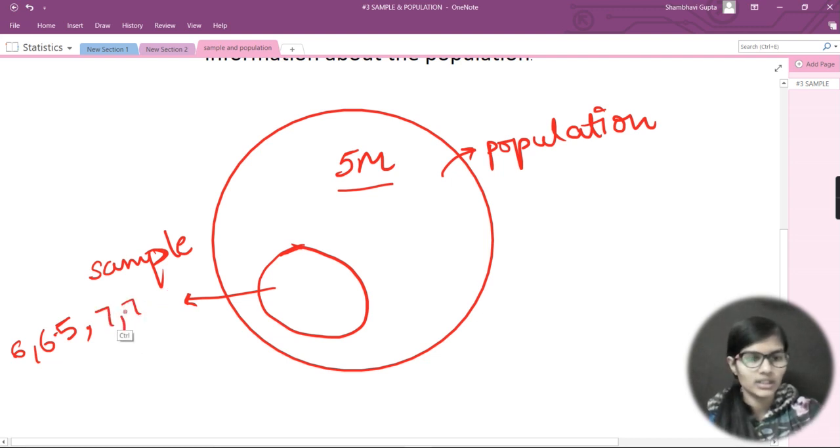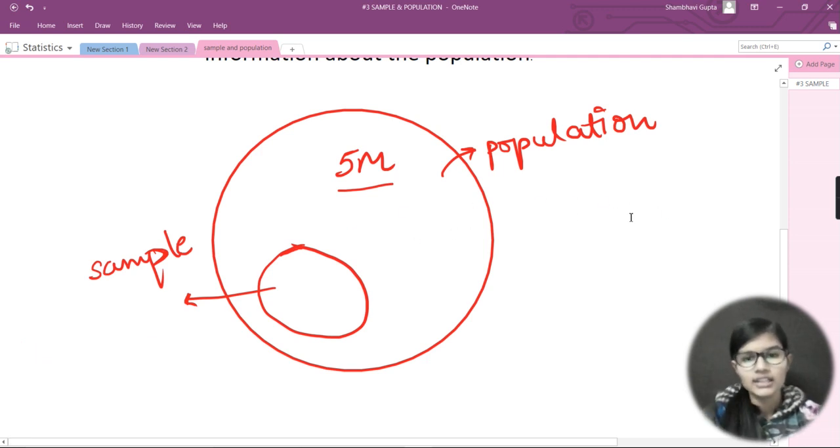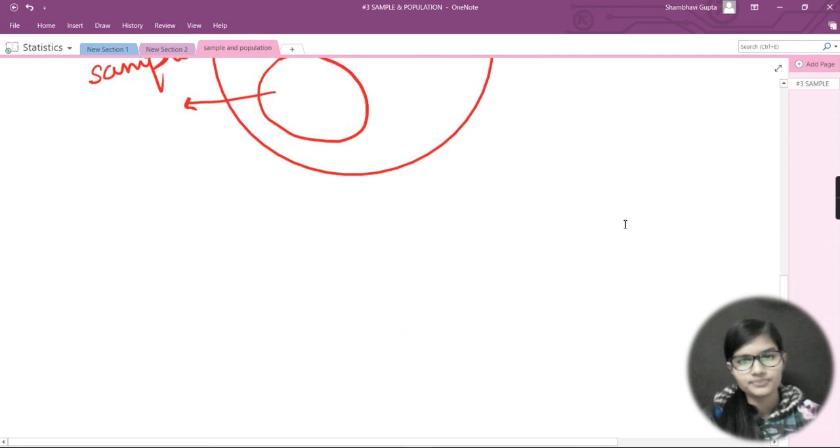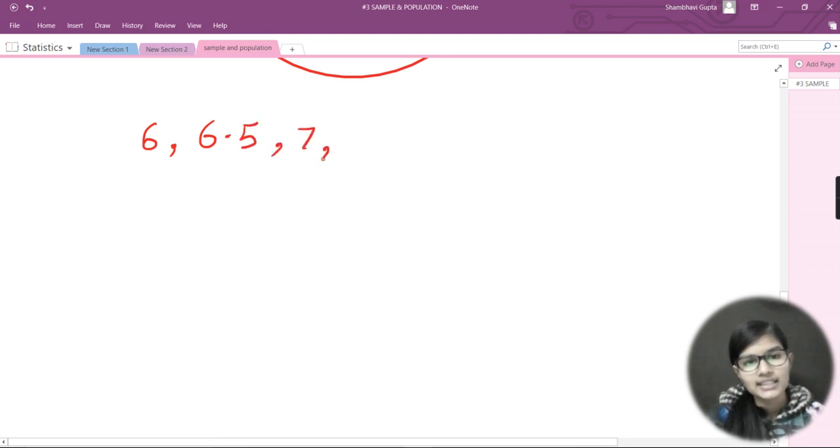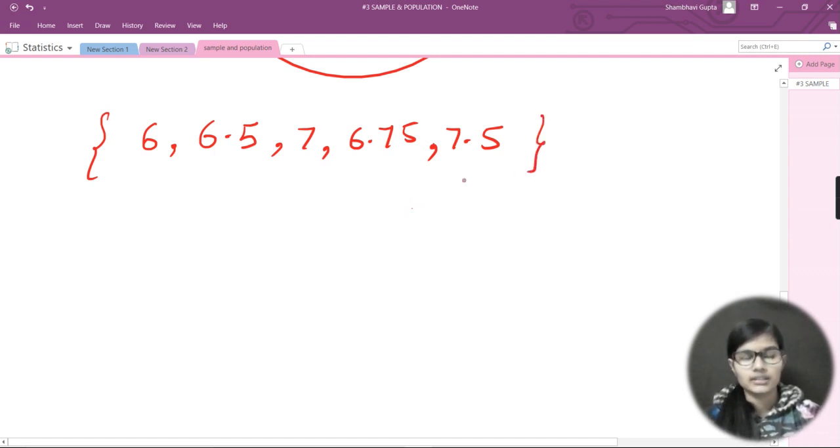Let me erase all these and write in clearer handwriting. Let's say the students told me 6, then 6.5, 7, and then 6.75, and 7.5. So I took these 5 examples. I got these 5 data points from the survey which I did in a school for 5 students.